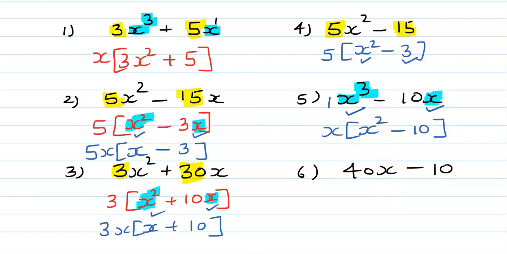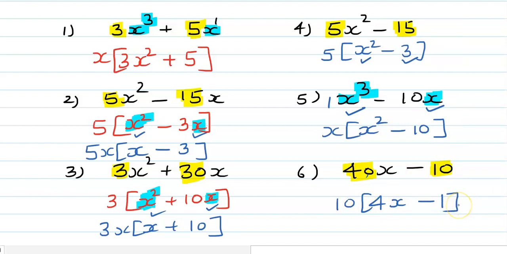Okay, now sort out the number first. So here is 40 and here is 10. Okay, so 40 and 10. So what you need to do, what is the highest common factor here? So definitely it is 10. So 10 is out. 40 divided by 10 is 4 and it is x, minus 10 divided by 10 is 1.